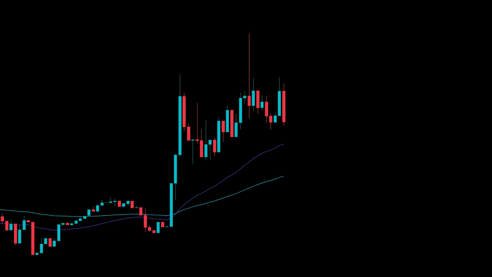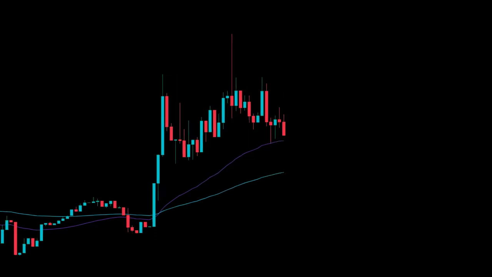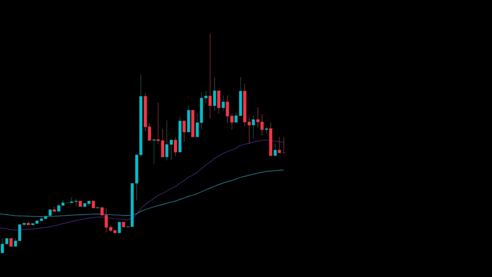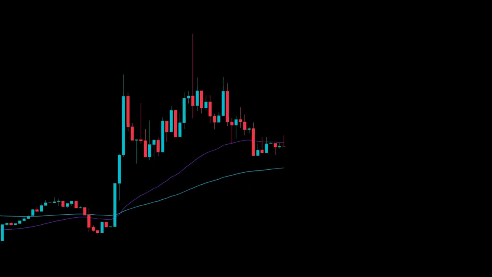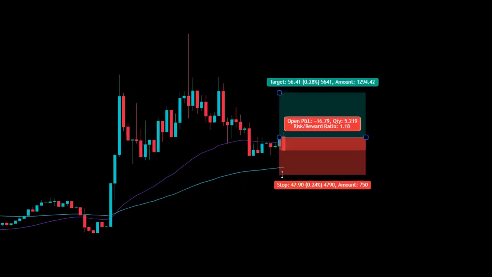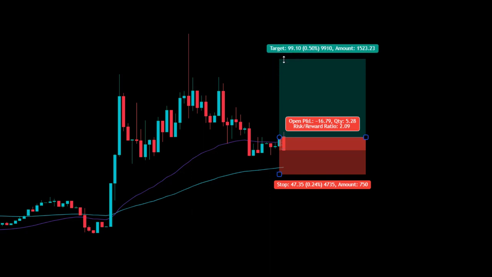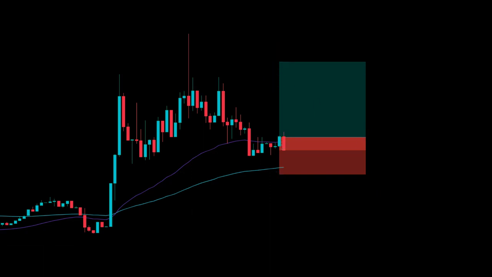Let's look at another example. Here again, we see the same thing happening. We know that price is moving in a rising market as the two smoothed moving averages are moving above each other. Next, we see a pullback and then another rise over the 20 SMA. We again open a buy position and set the stop loss below the 50 SMA. Our target is doubled again, and as you can see, this position also closed profitable.